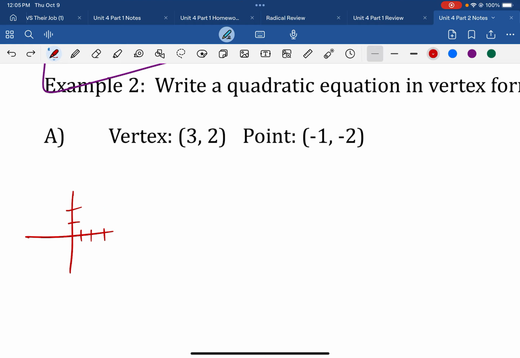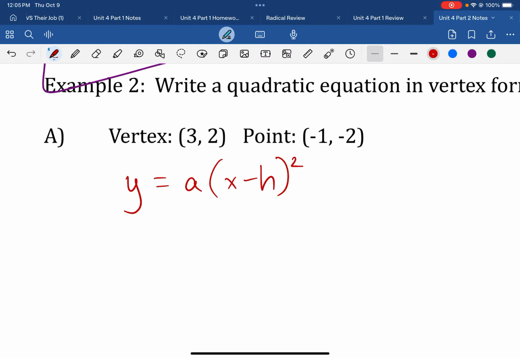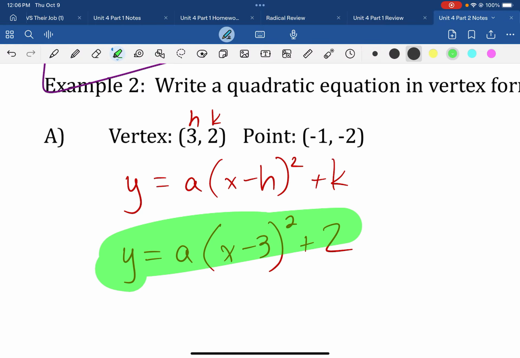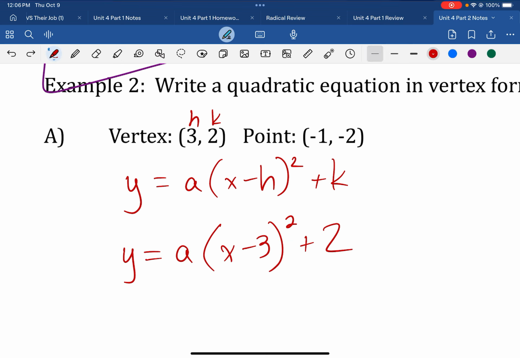Well, good news is I'm going to refer back to my vertex form. I'm going to go back here. y equals a parenthesis x minus h squared plus k. I have the h and the k right there. I have h and I have k. So technically I know it's y equals a times x minus 3 squared plus 2. So if you look right here in green, what's the only thing that I don't know? The only thing that I don't know is this letter a right here.